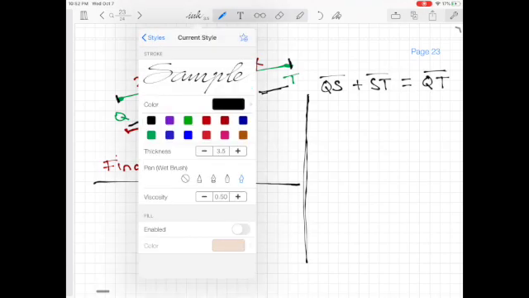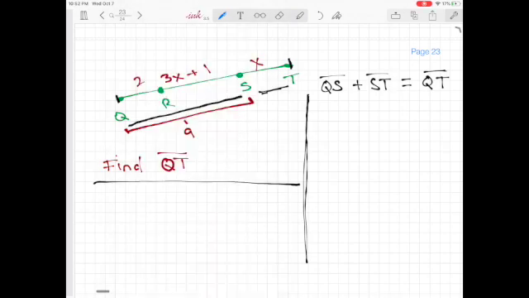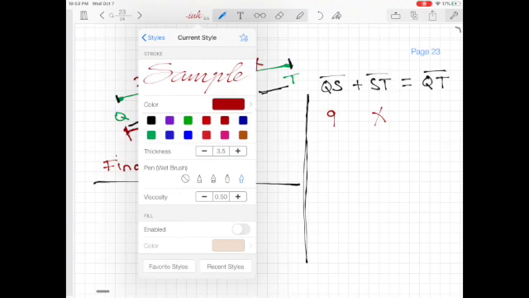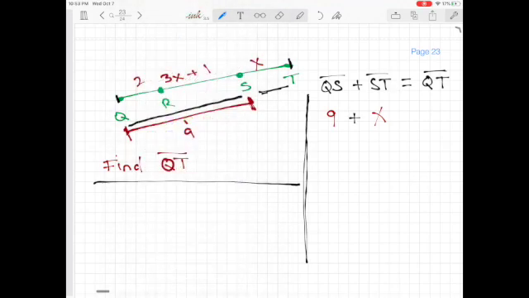Now let's start plugging in what we know. I know QS is 9. That's this distance here. And I know that ST is X. And what we don't know is QT. And we actually don't know what X is. So that means we're going to have to solve for X first and then come back to this.